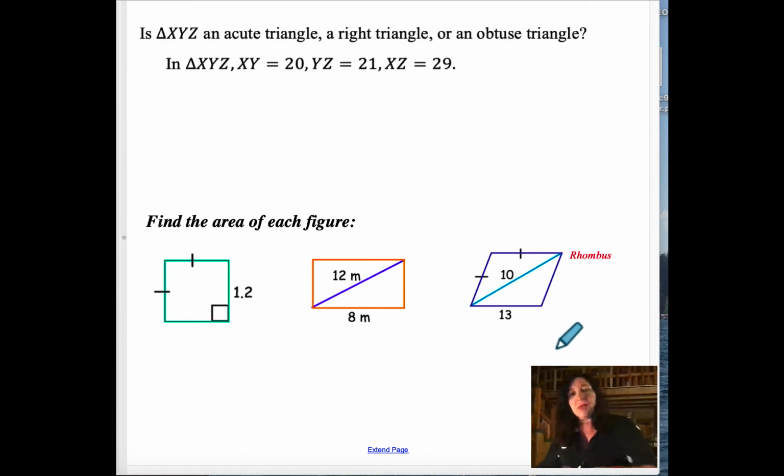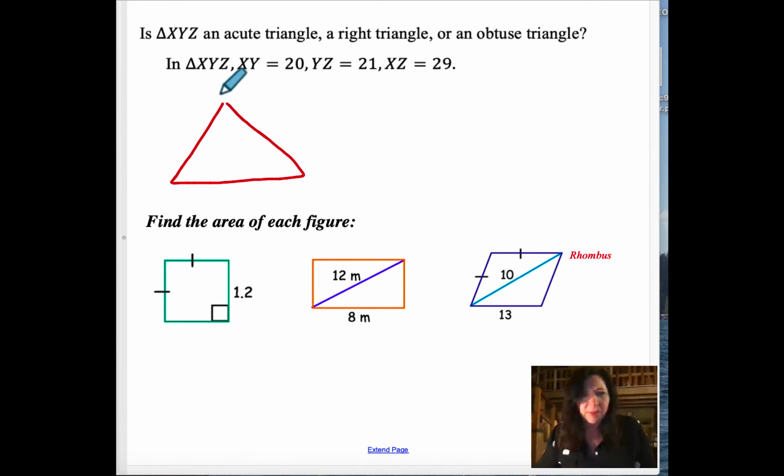All right. For this problem here, XYZ is an acute triangle, a right triangle, or an obtuse triangle? This is another problem just like that. So I'm just going to label it. We have X, we have Y, we have Z. We know that XY is 20, YZ is 21, and XZ is 29.